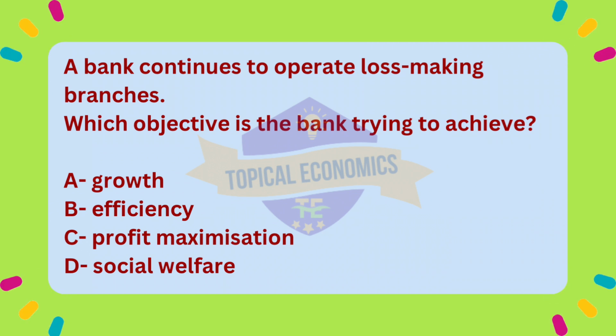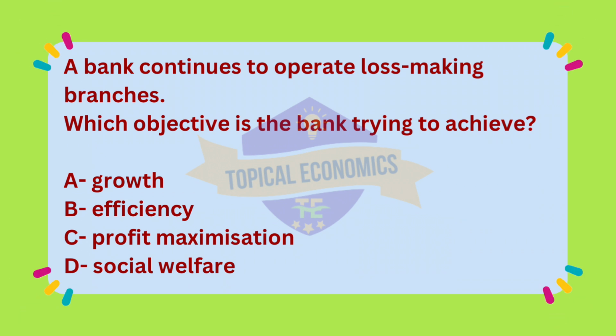If a branch is making a loss, continuing its operation would generally not be considered efficient from a financial perspective. Lastly, option C, profit maximization. A loss-making branch would not align with the goal of maximizing profits, as it is costing the bank money. So, in this case, the bank may be prioritizing social welfare over immediate profitability.